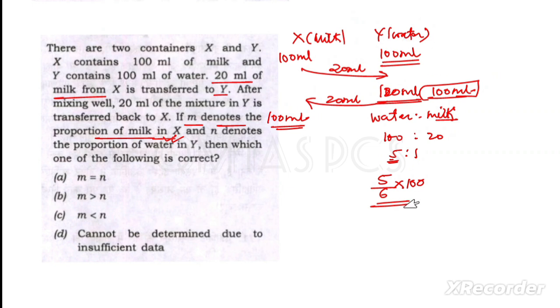So this is actually N. Okay, so it is 3, this is 50. So we will get 250 by 3. So this is the value of N. Now we have to find the value of M.